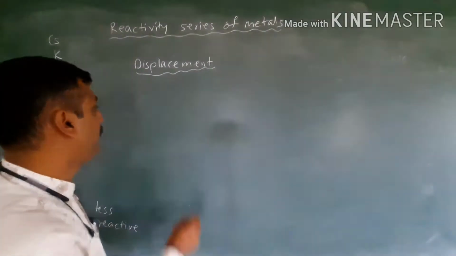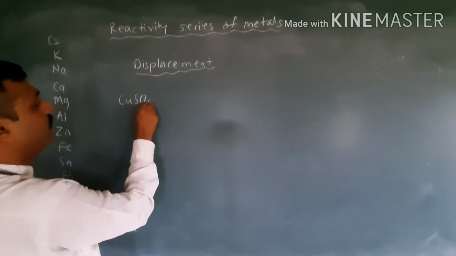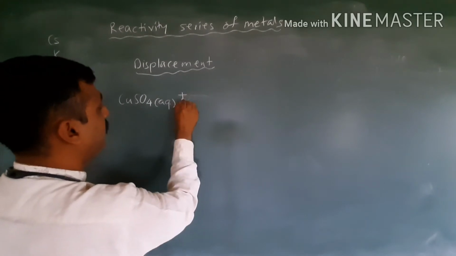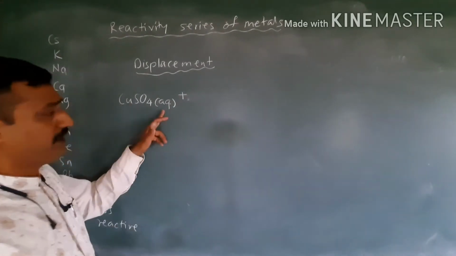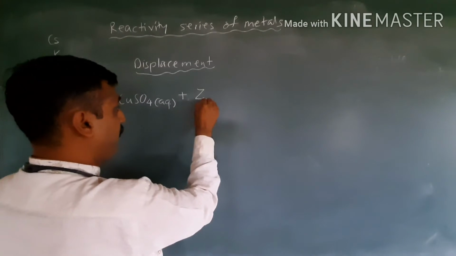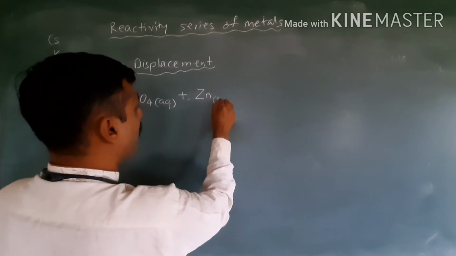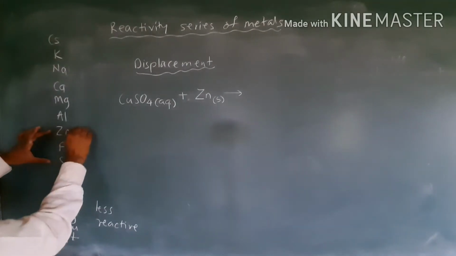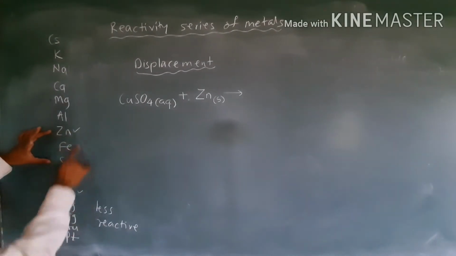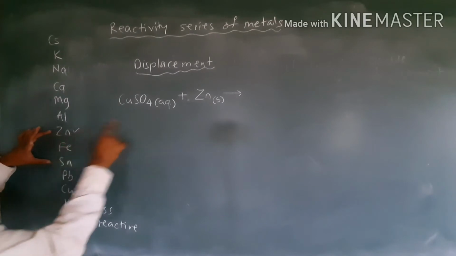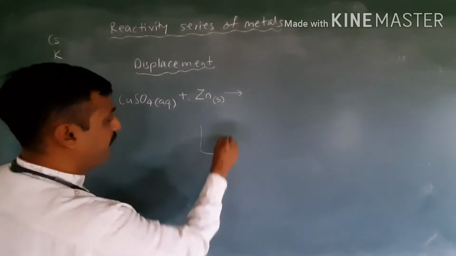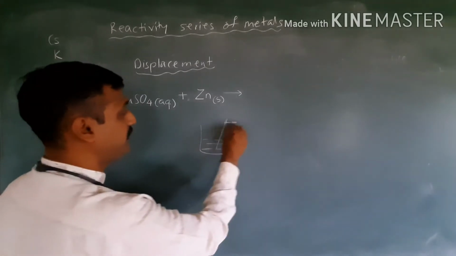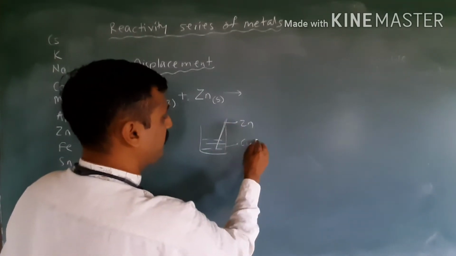How? Let's see. For example, we have a solution of copper sulfate, that is aqueous copper sulfate, copper sulfate in water. If we keep a zinc rod or zinc powder in it, we know that out of zinc and copper, zinc is more reactive. So here we have a copper sulfate solution, and we are keeping the zinc rod in it.